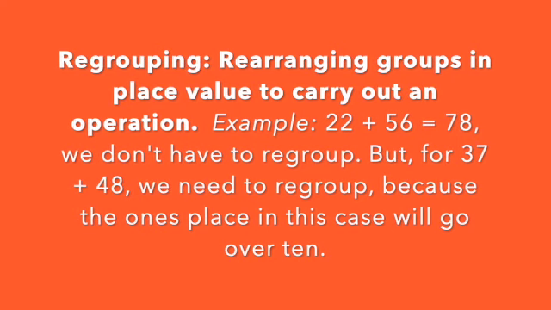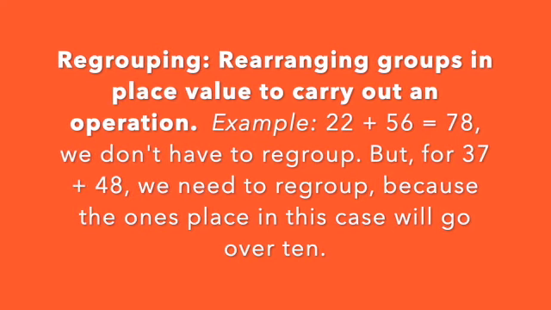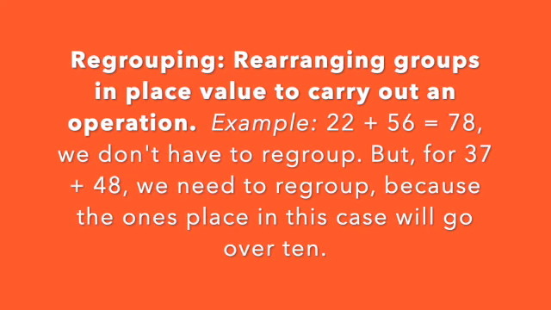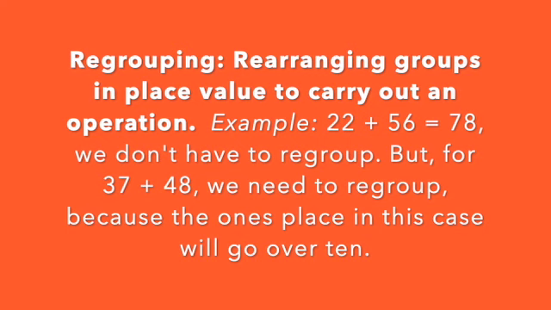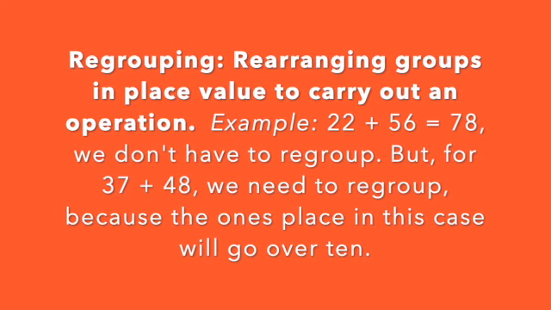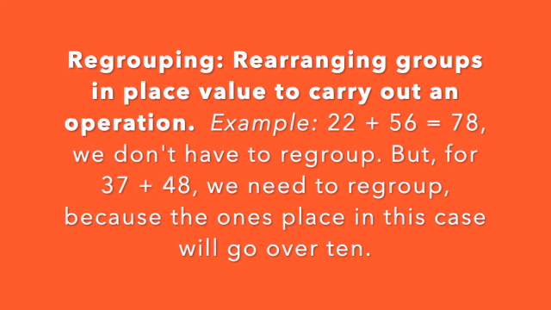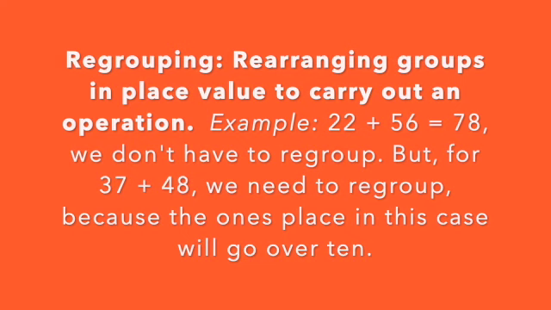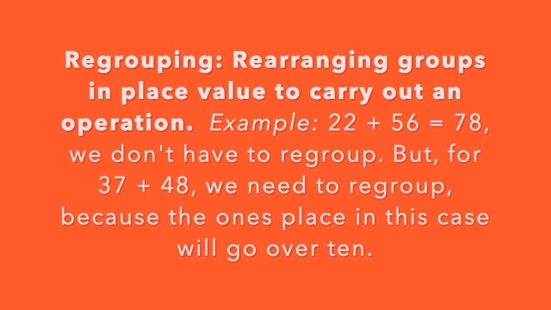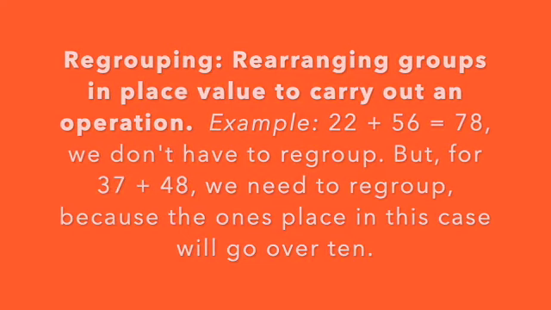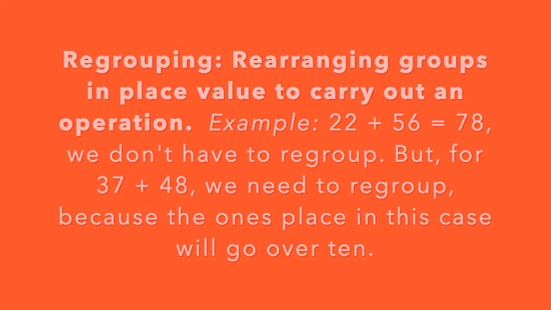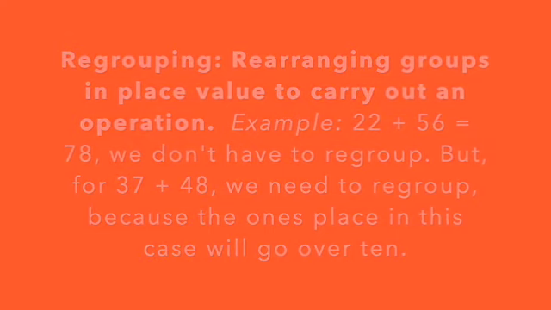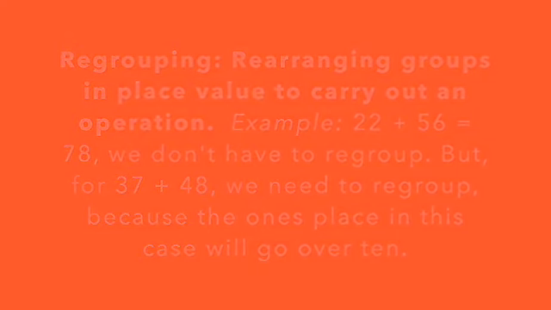But for the problem 37 plus 48, let's take a look at the ones place. We have 7 and 8. So 7 plus 8, the answer will be more than 10. So since that's a two-digit number, we need to regroup by giving my tens place in the answer, 15. The tens place will then have to go above the other tens place. So that's what regrouping is.